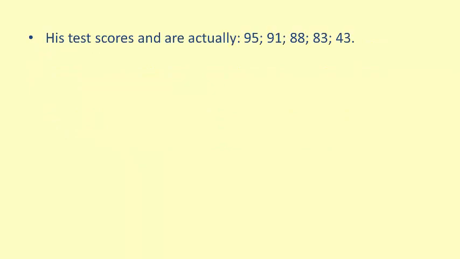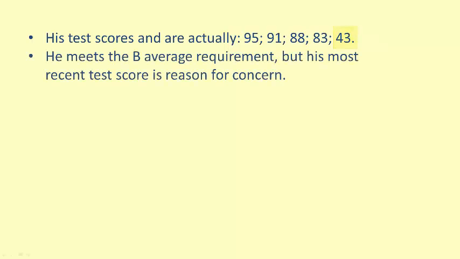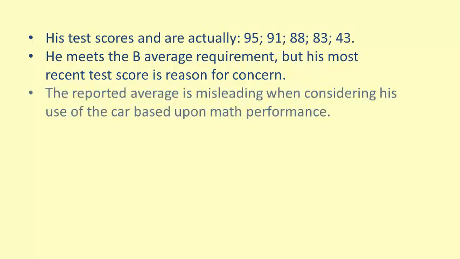On Friday night, his progress reports arrive at the house providing his specific math test grades: 95, 91, 88, 83, and 43. Reviewing the data reveals one test grade of 43, a test score outside the overall pattern of distribution, an outlier. Johnny meets the required B average even when including the outlier, but this average doesn't accurately reflect his progress in class.